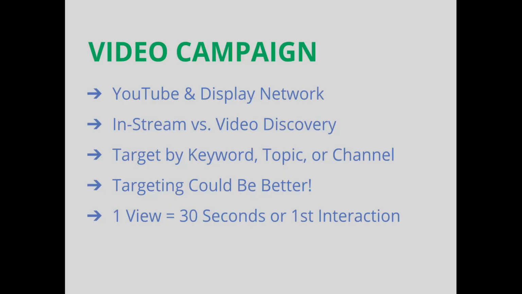The nice thing about the video campaigns is that they run mostly on YouTube, but also on the display network on other media websites that have videos. And what I just showed you was an in-stream ad. They also have video discovery ads where they place a thumbnail on the right-hand sidebar of the YouTube watch page, and if somebody clicks on that and views, then you pay. You can target YouTube by keyword, by topic, or by channel, and then also by demographic.